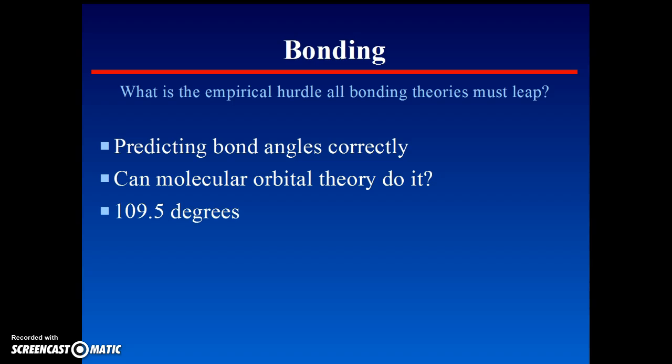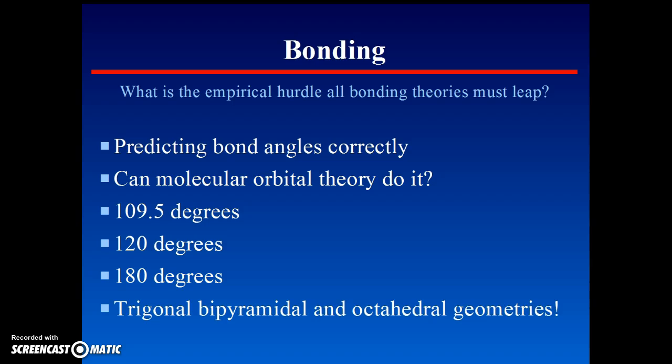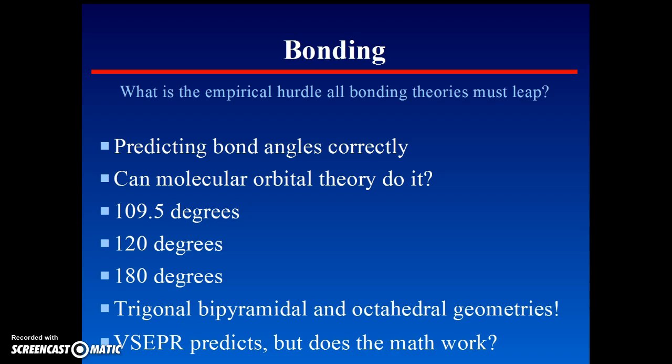It's got to predict 109.5 degrees in things like methane, 120 degrees in the trigonal planar molecules, and 180 degrees in linear molecules like carbon dioxide and beryllium fluoride. It also needs to predict the trigonal bipyramidal and octahedral geometries. Now, VSEPR tells us that the number of electron centers and the repulsion between them helps us to figure out what the molecular geometry is. But again, the molecular orbital theory math also has to work.